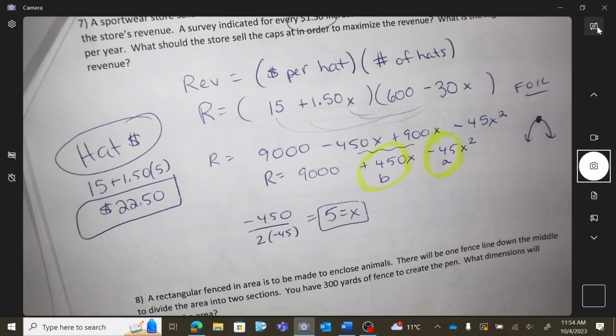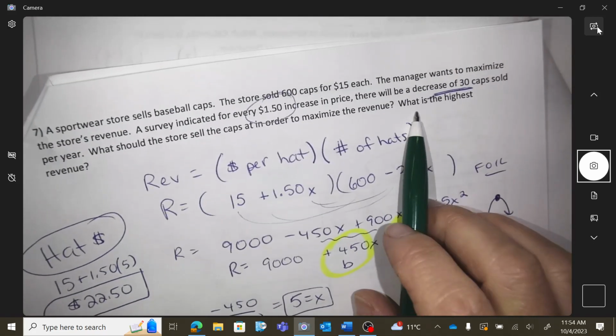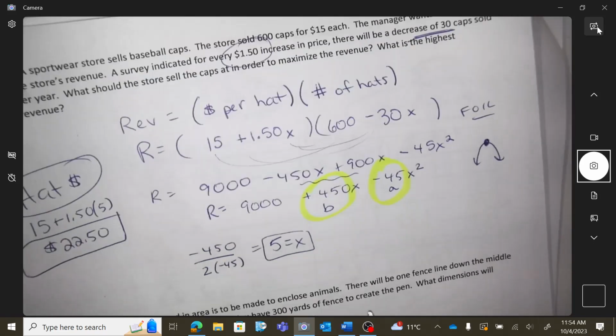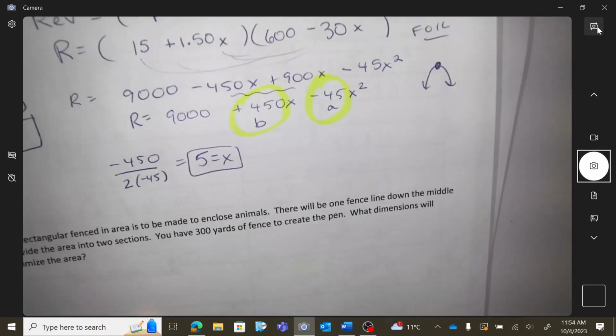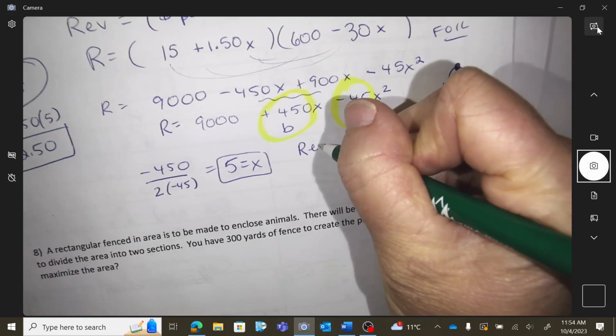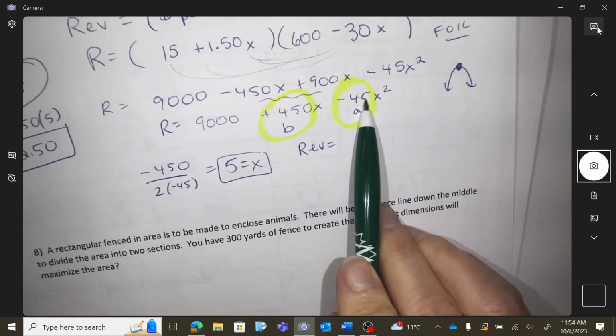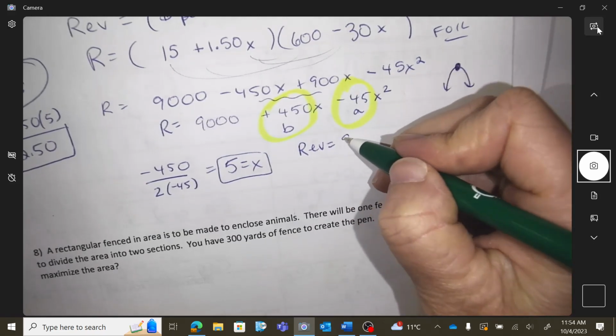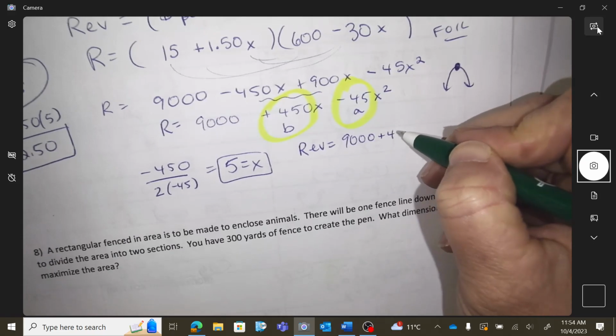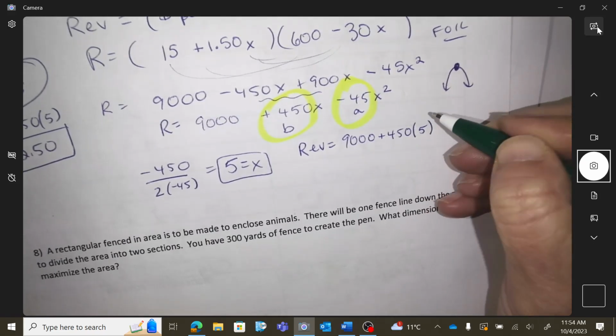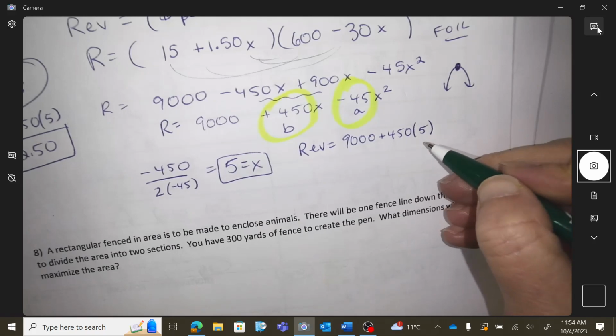So again, X is not the price of the hat. X is how many times you change the price. Okay. There's another question. What is the highest revenue? So what do you do to get the revenue? Revenue equals, and then I've listed this whole thing. So the revenue equals 9,000 plus 450. Look at that, we know X to plug in. This is a plug-in.